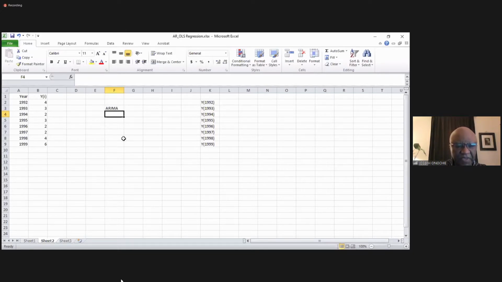ARIMA meaning it can be autoregressive. It can be moving average. It can be I, integrated, or it can be MA. Sorry, when I get excited, my typing becomes messed up. So it can be AR, it can be I, it can be MA.